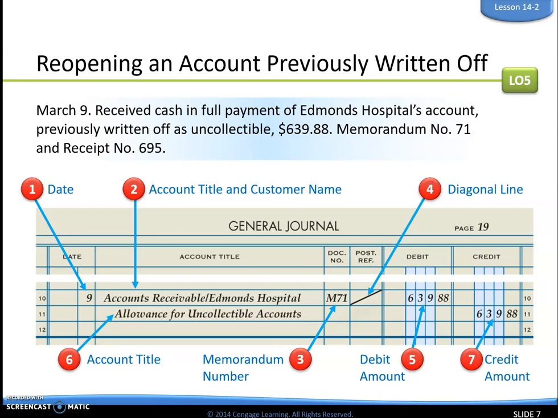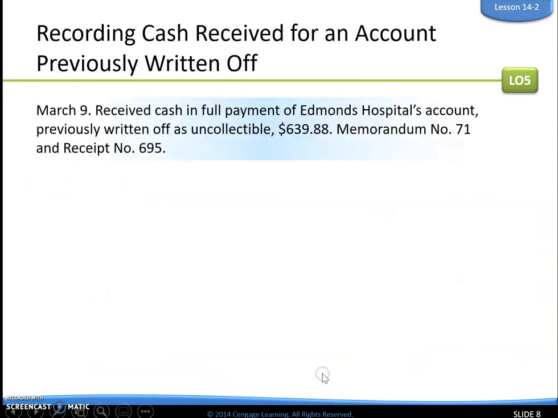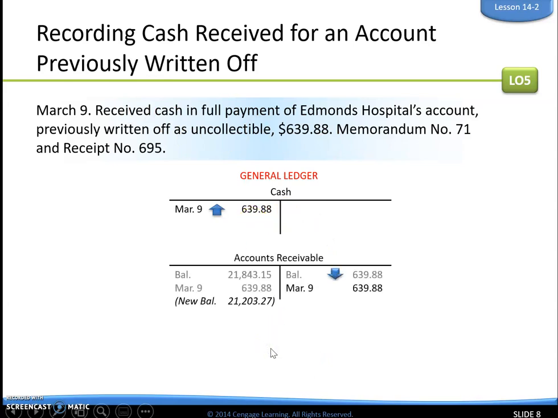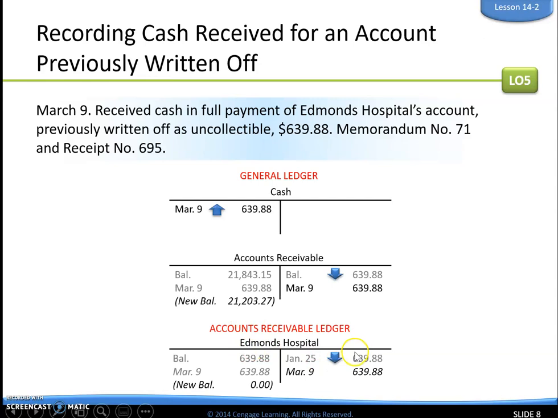Okay, so now the second part of our transaction is actually receiving that cash. First, we have to reopen the account. Now we have to receive that cash. So they're just showing us that same transaction again. This we should know how to do. We receive cash, so we're going to debit cash, and we're going to credit accounts receivable, Edmonds Hospital.